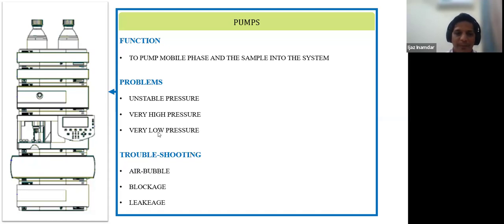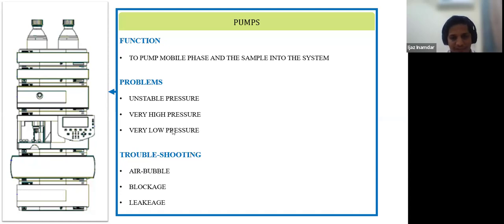The other thing might be very low pressure. Very low pressure means you're working with a certain set of experiments, and you generally know that you are getting 400 bar. Now today you are suddenly getting 100 bar or 200 bar or 50 bar.